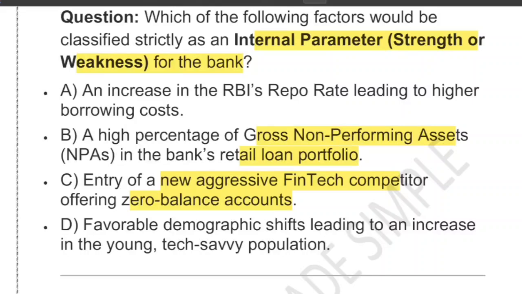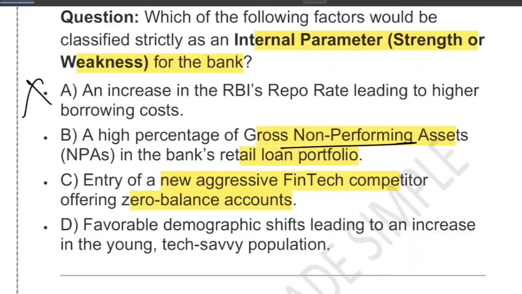If you look at the options, we ask what are the things under the control of a bank. Option A says RBI repo rate increase. Tell me, the repo rate is decided by RBI, so the bank has no control over it. So this is not an internal parameter. Option A is wrong. If you look at option B, high percentage of gross NPA.